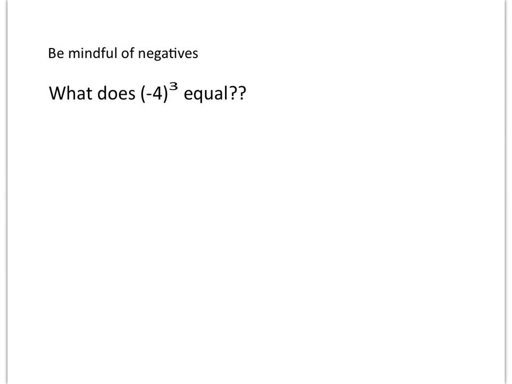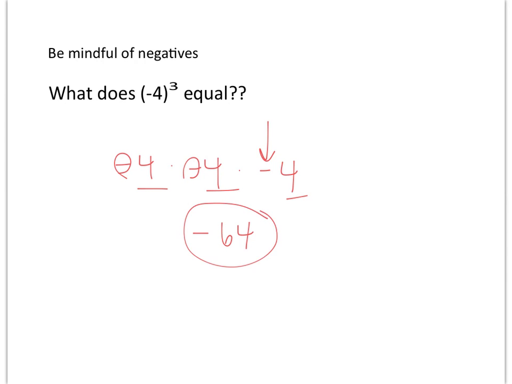One last thing to recap on this video is to be mindful of negatives. What does negative 4 to the 3rd power equal? Well, if you write it out, negative 4 times negative 4 times negative 4. Here, these two negatives cancel out, but I have one more right here, so my answer is negative, and 4 times 4 times 4 is 64, so it's negative 64. So what I wanted to highlight is that if you have an odd exponent and a negative in the parentheses, your final answer will end up negative because of the odd number of negatives you have to deal with.